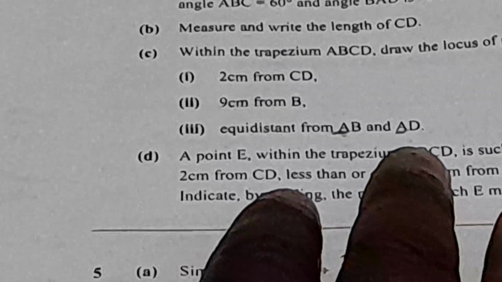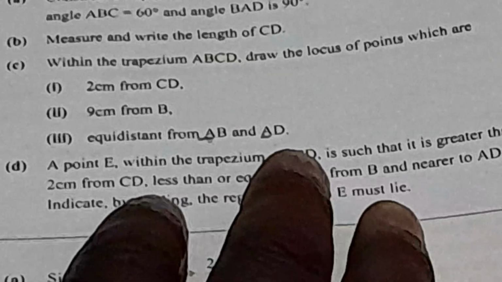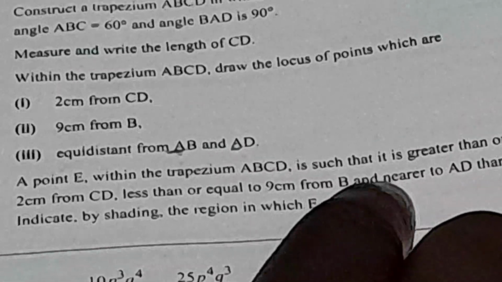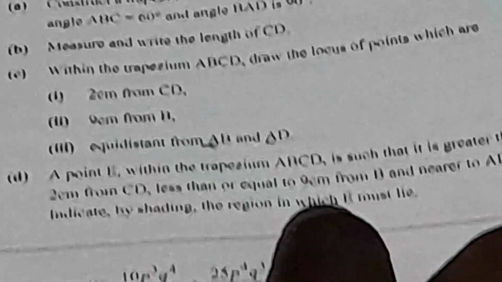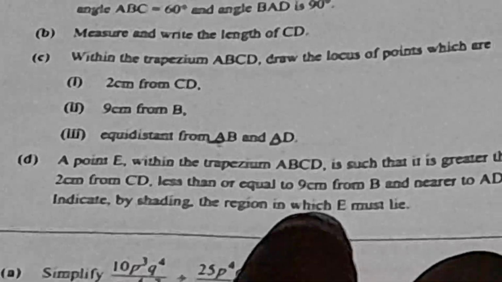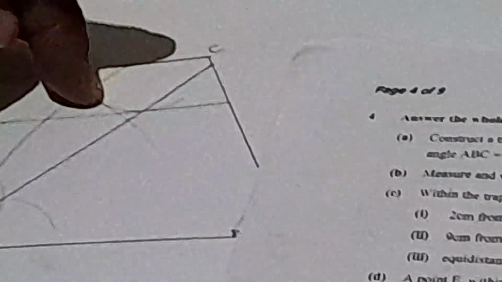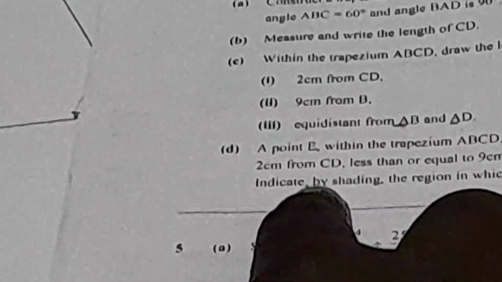They're saying a point E is within the trapezium ABCD. Okay, so here you only have to read with understanding. And this point is such that it's greater than or equal to 2 centimeters. Equal to or greater than 2 centimeters. So if it's equal to or greater than 2 centimeters, we know we are starting from here. It's equal to or greater, meaning it's within this region, because from here to there is 2 centimeters. Yeah, from CD. And then it's less than or equal to 9 centimeters.